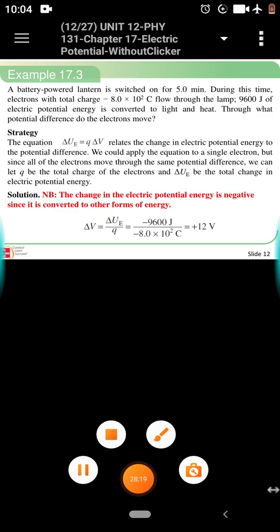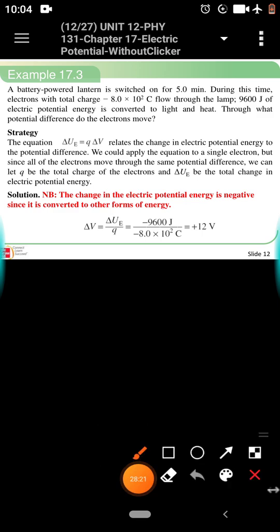A battery powered lantern is switched on for 5 minutes. During this time, electrons with total charge flow through the lamp, and 9.6 kilojoules of electric potential energy is converted to light and heat.